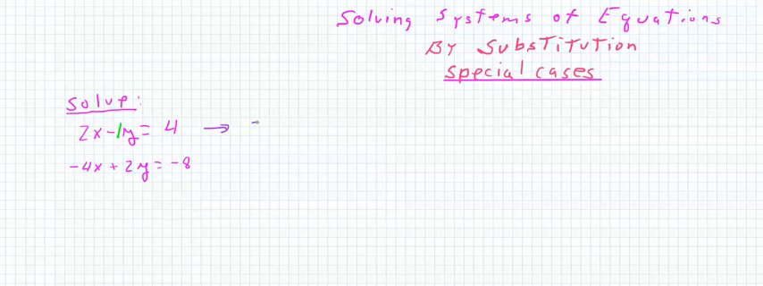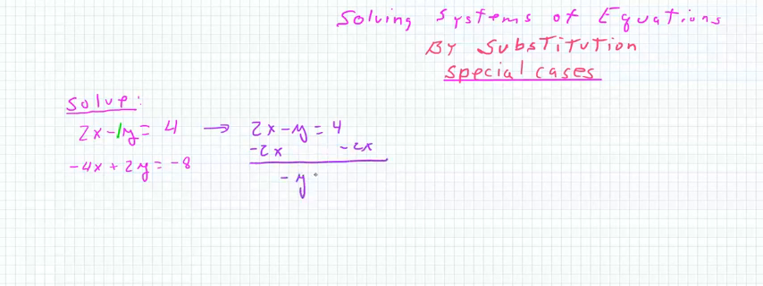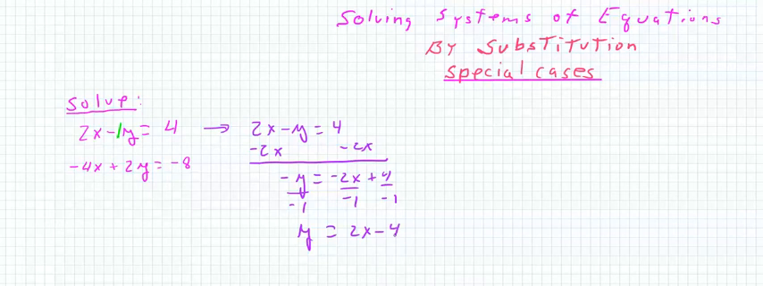So 2x minus y equals 4. I'm going to subtract 2x, and I get negative y equals negative 2x plus 4. And I divide by negative 1 or multiply, your call, doesn't matter. I get y equals 2x minus 4. This is what y equals.